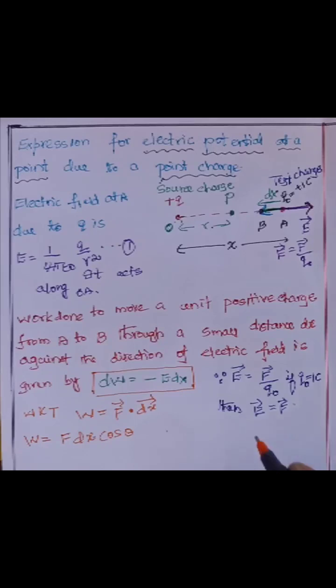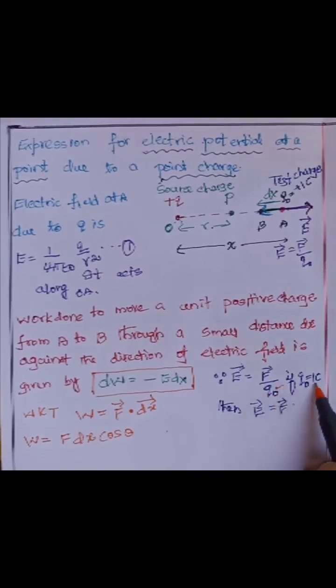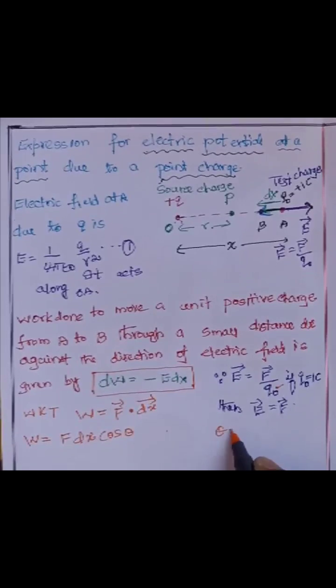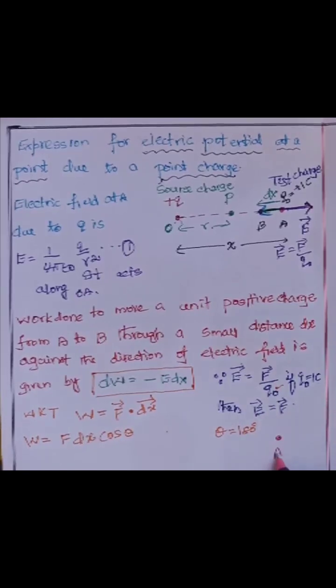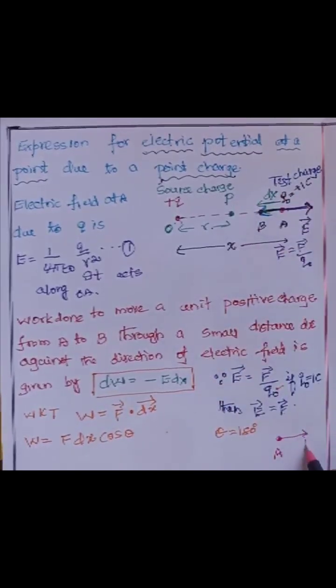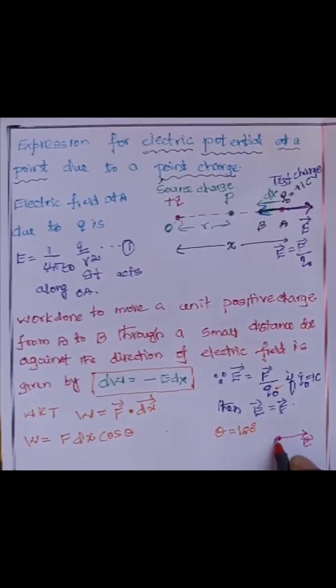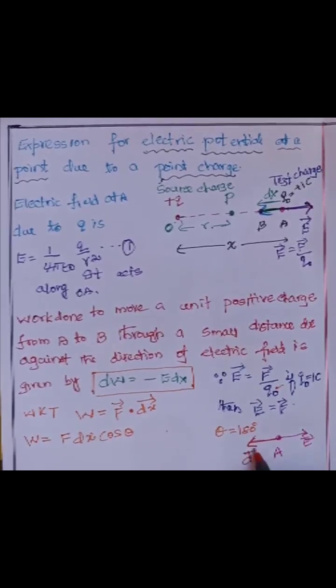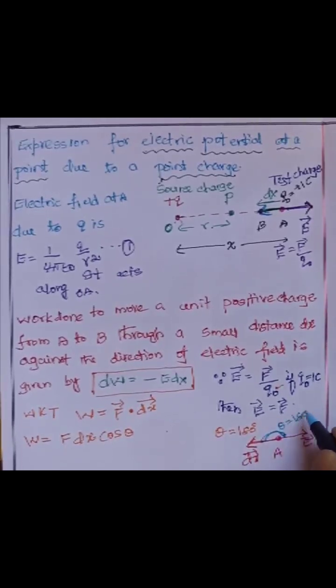And already we know that if test charge q naught is equal to 1 coulomb, then vector E is nothing but vector F, and here theta is equal to 180 degree. The reason: this is the point A in the diagram. Only concentrate on this region. In this region at point A I have written in this direction vector E, and in this direction vector dx. Here the angle between vector E and vector dx is theta is equal to 180 degree.